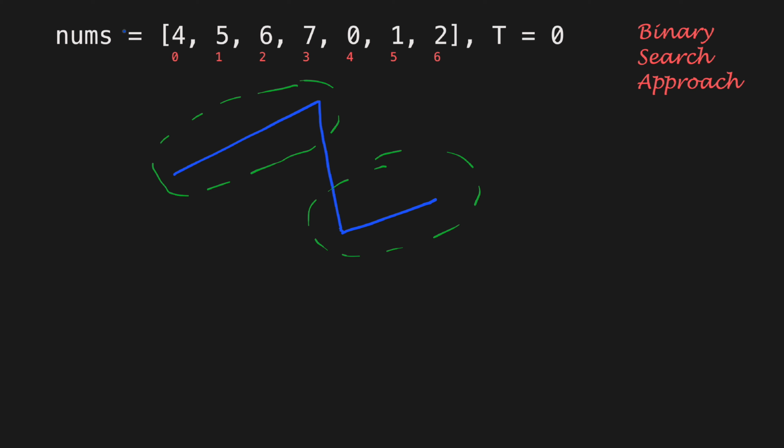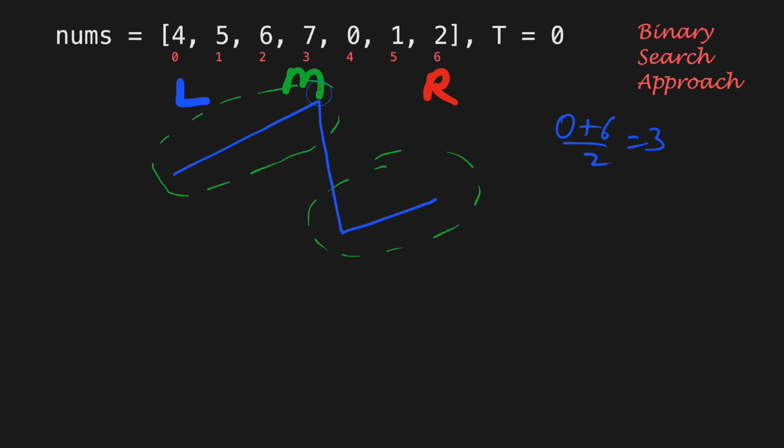So similar to classic binary search, we will take two pointers left and right positioned at both ends of the array, defining the current search space, which initially spans the entire array. And now we will calculate the middle element, which will be equal to left plus right by 2. And here left is 0 and right is 6. So middle will be equal to 0 plus 6 by 2, equal to 3.